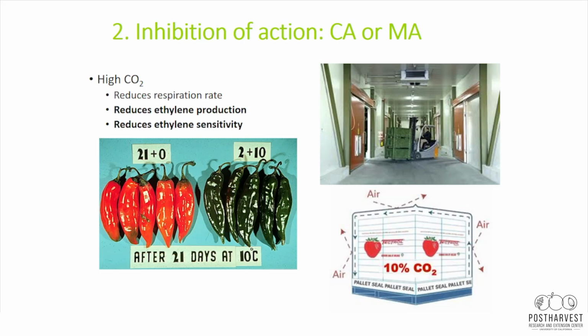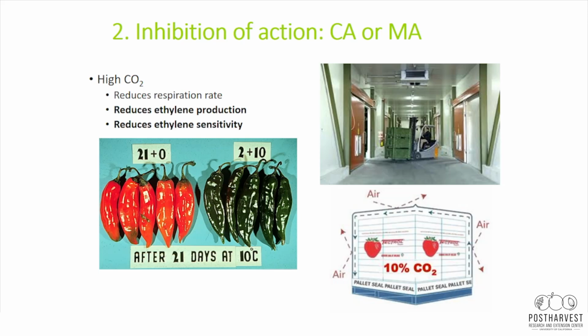So you see on the left an older picture here where peppers have been stored for 21 days at 10 degrees. And on the left, it was 21% oxygen and 0% CO2, ambient conditions. And on the right, controlled atmosphere, 2% oxygen, 10% CO2. You see the peppers, they turned red on the left and they stayed green on the right.